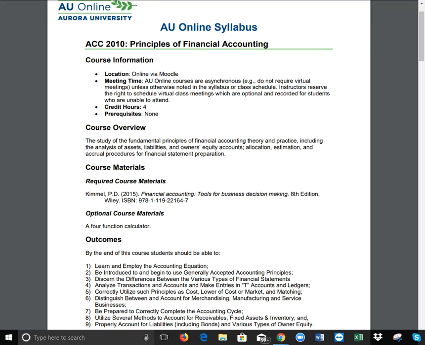Then on to actually getting into the books. We're going to do T accounts and ledgers, and that's how you book entries into the books. Objective 5, correctly utilize various principles, such as cost, lower of cost or market, and matching. Those are some important principles in accounting.